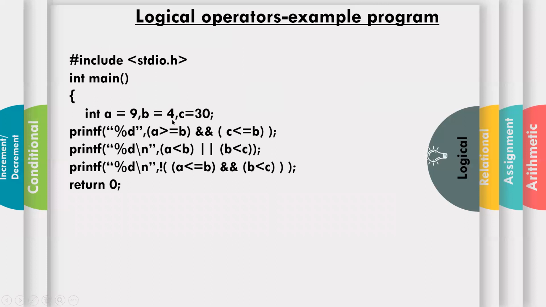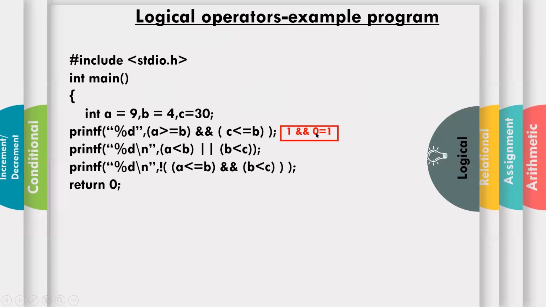So A is equal to 9, B is 4, C is 30, for example. So is A greater than or equal to B true or false? 9 greater than or equal to 4, true, so this is 1. C less than or equal to B, 30 less than or equal to 4, false, so 0.